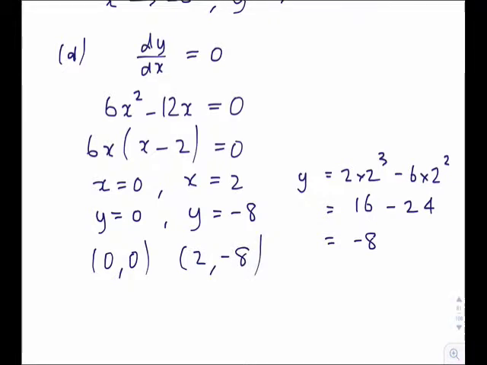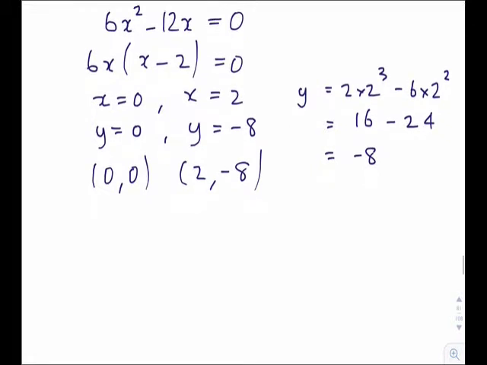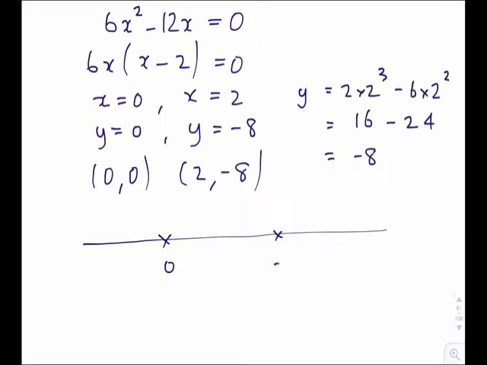Alright, now we've found where they are. We want to know what kind of stationary value they are. Alright, well let's look at these points. So I'm just going to put them on a number line here. We've got x equals 0 and x equals 2. And what I'm going to do is just look at the derivative either side of these points. So for example, when I look at a value of x, I guess we could go over negative 1. And what's going on with the derivative at negative 1?